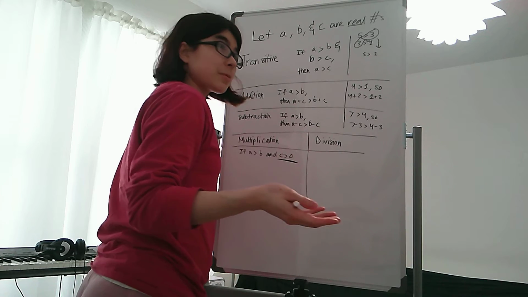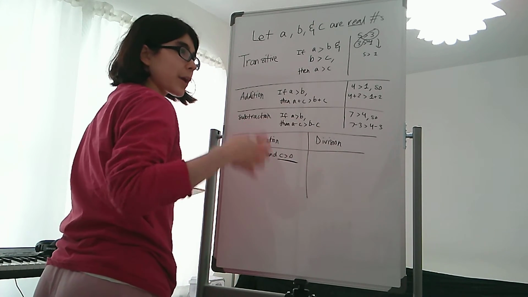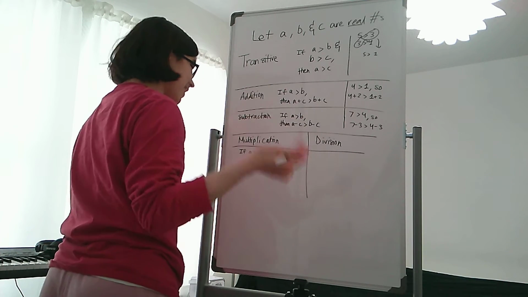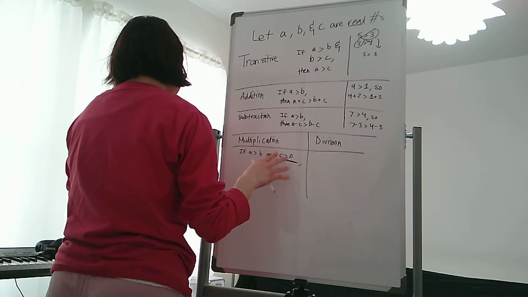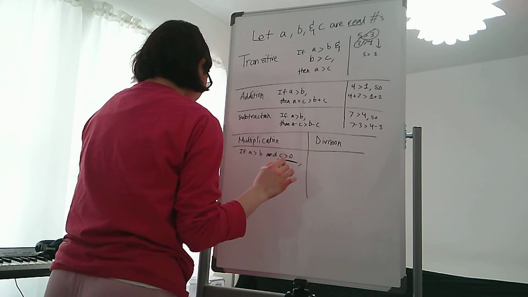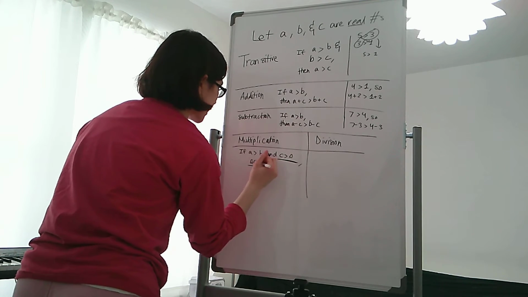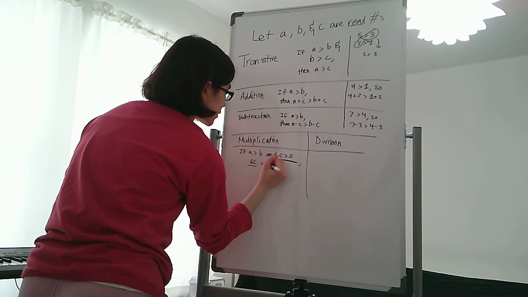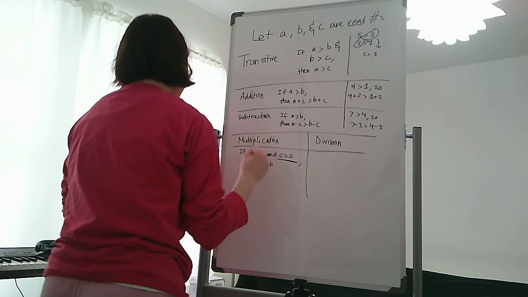What? 0 is nothing. You can't have some groups of 0. You can't have some groups of nothing. You just have nothing. Okay, so for multiplication, if A is greater than B and C is greater than 0, then A times C, right, we can just write the letters like that, A times C is going to be greater than A times B, okay?